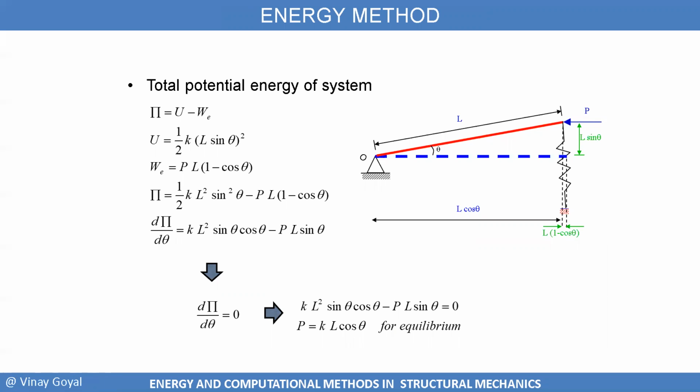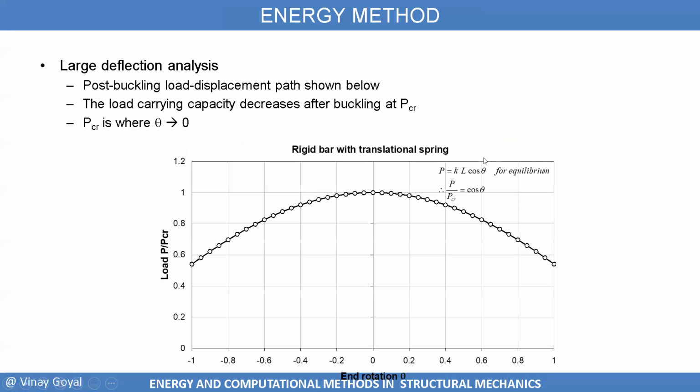So what if I didn't make the small deformation assumptions, and I kept sine theta there, cosine theta there, the whole thing there. Then I get KL squared sine theta cosine theta minus PL sine theta equals 0. And that gives P equals KL cosine theta. So when I set the first derivative of pi equal to 0, that's what I get for equilibrium. Again, P equals KL cosine theta for equilibrium. And when theta equals 0 the bar is straight, and that's exactly when buckling is about to occur.